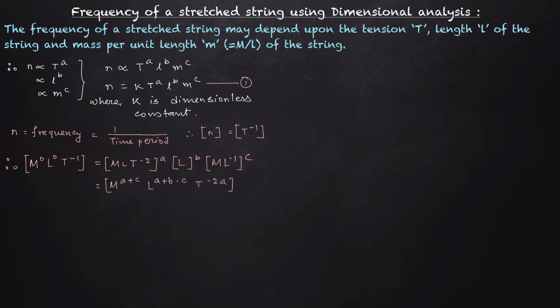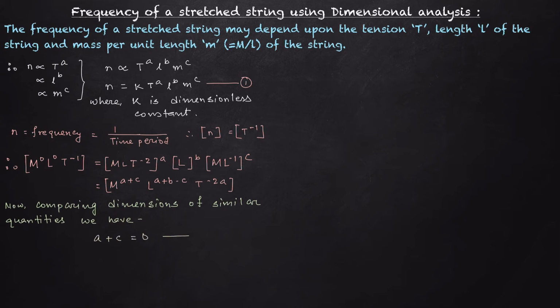So that is M to the power a plus c, L to the power a plus b minus c, and T to the power minus a. Okay, so now we are going to compare the dimensions of similar physical quantities, and then we will get a plus c by comparing the first term, that is the power of M. So on the left hand side it is 0, and on the right hand side it is a plus c. So a plus c must be equal to 0.